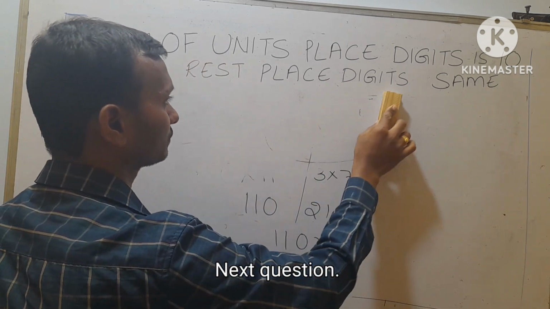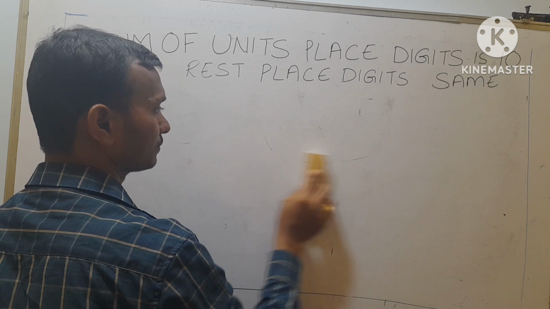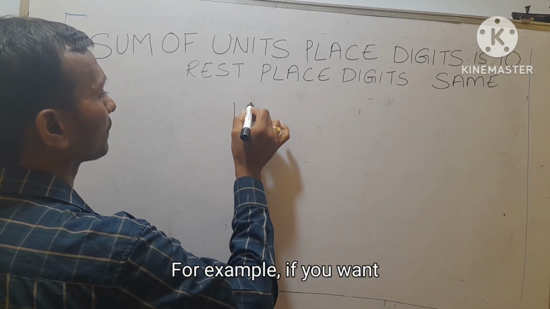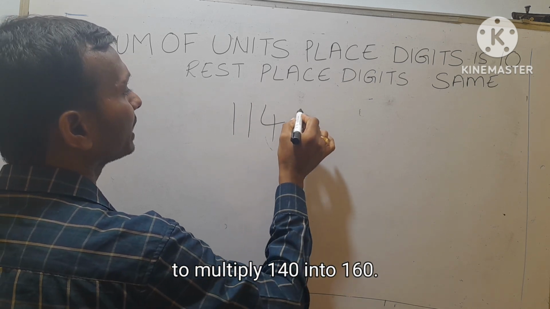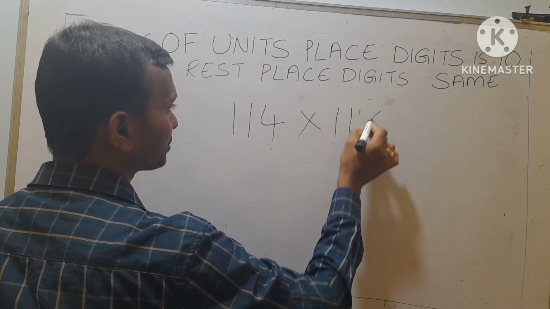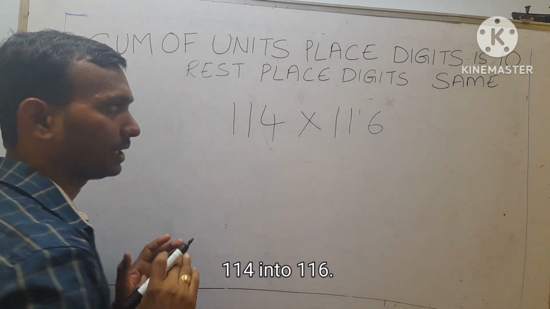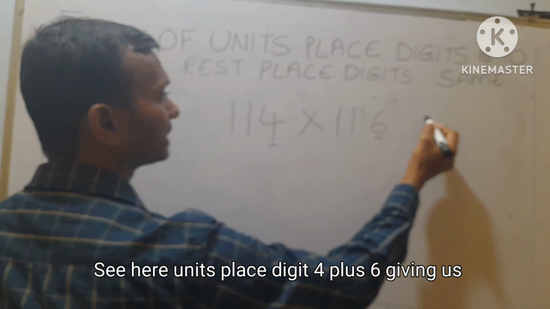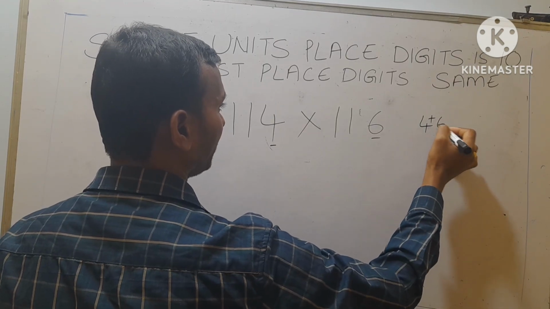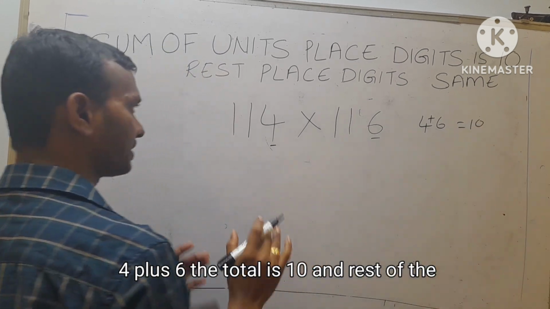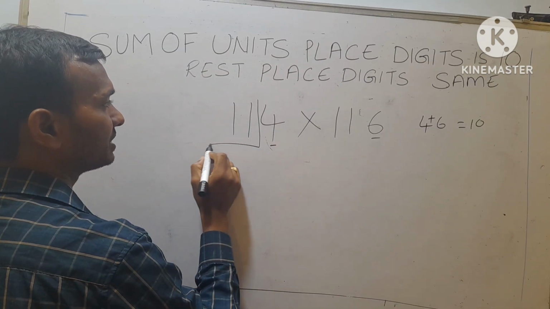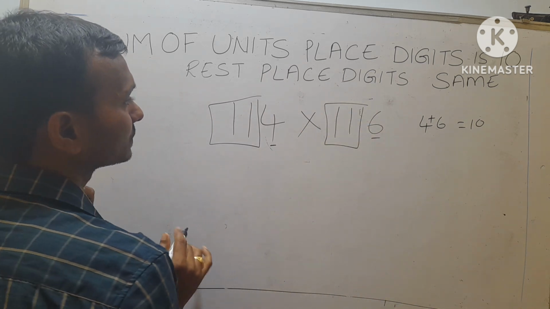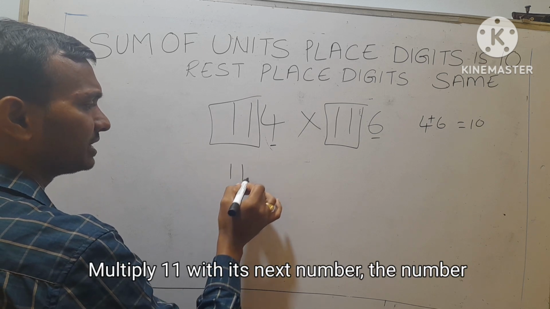Next question. For example, if you want to multiply 114 into 116. See here, units place digit: 4 plus 6 giving us 10. The total is 10. And the rest of the digits in both the numbers are 11, common, same. So now, multiply 11 with its next number.